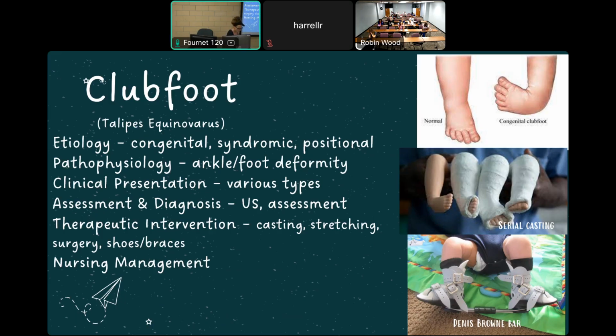And then also weekly stretching and manipulation, so they'll take the cast off, PT can stretch it, manipulate all the tendons and ligaments and everything, and then they'll recast. If that's not successful, there are surgical procedures they can do, they can release tendons and stuff like that. And then there's also specialized shoes and braces that they'll wear after casting or maybe after surgery. You can see that Dennis Brown bar right there. It's cute. It looks like a little snowboard.